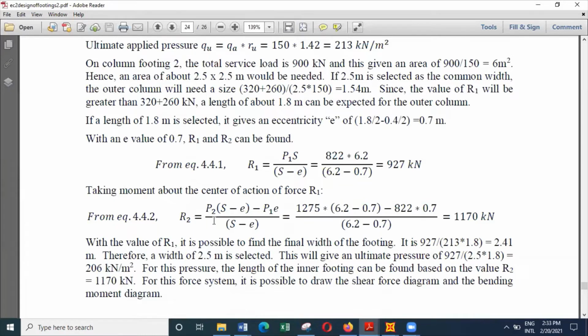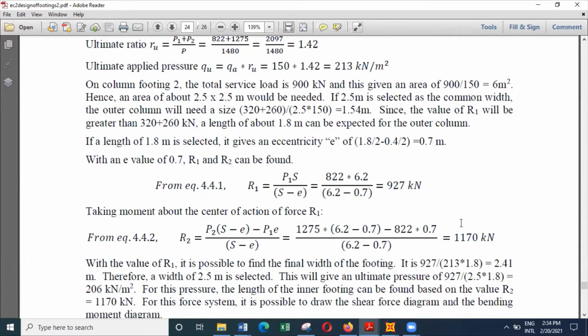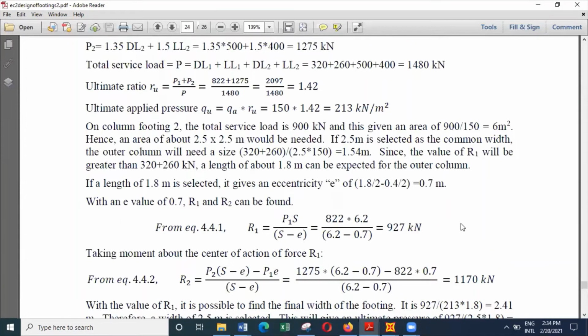And then R2 also can be found similarly by taking moments about R1. And we are just substituting in this equation, which is already derived. So just substitute these two values, and this is 6.2, this is 0.7. So you can see you are ending up with a slightly lower value than the load P2. P2 is 1275, whereas the R2 value is 1170.